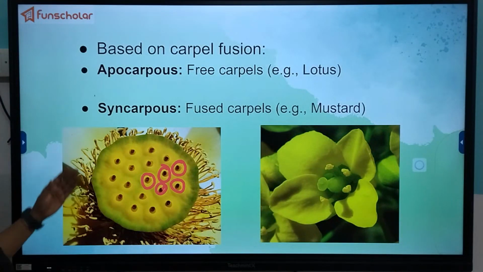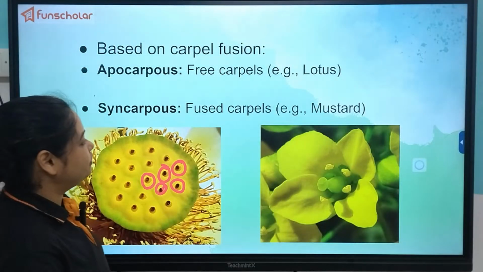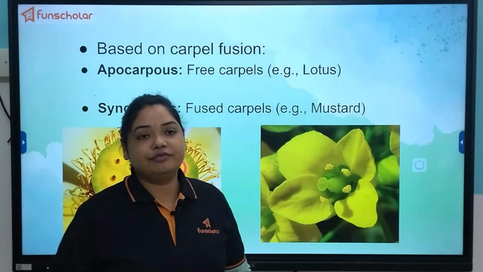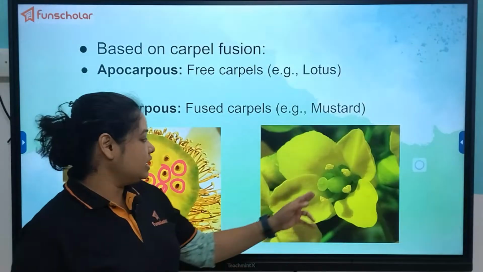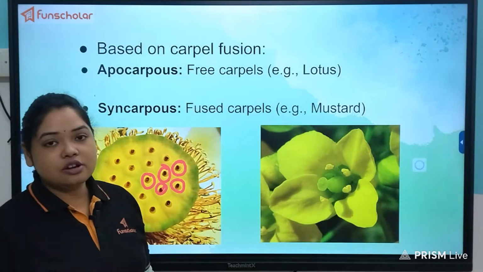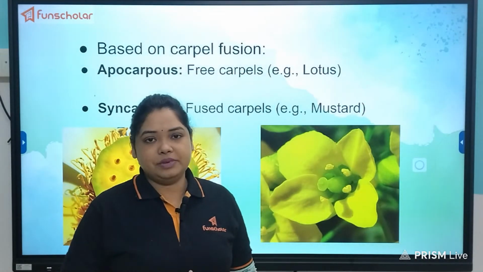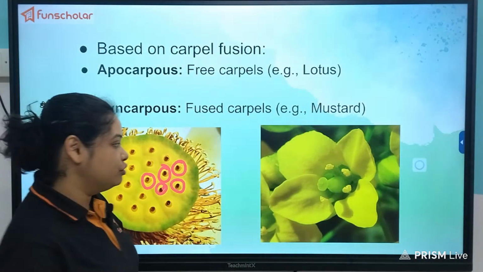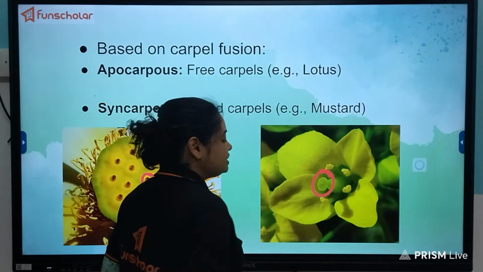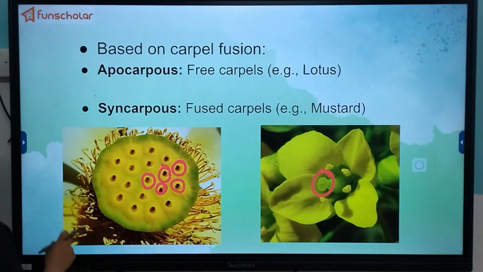On the other hand, we have syncarpous carpel, in which the carpels are fused together. Example, in case of mustard. So you cannot distinctly count the number of carpels because they have been fused to form a single carpel. Okay.